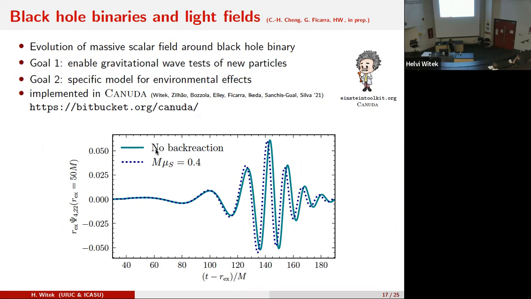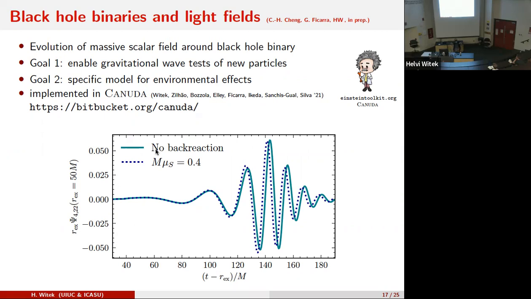Depending on what the mass of our black hole system is, we can then translate into SI units. And what you see here in green, the solid curve, is the gravitational wave signal that you would get from a black hole binary: two black holes with the same mass, no spin, for the last three orbits. And this is the gravitational wave signal that you would get from those.